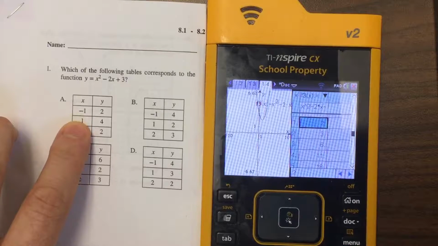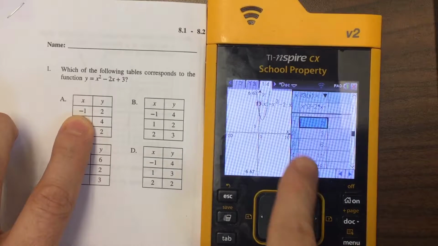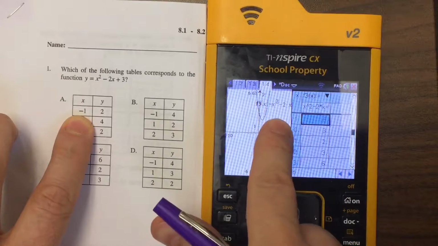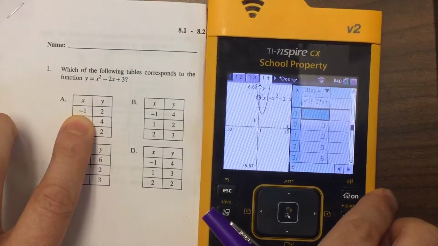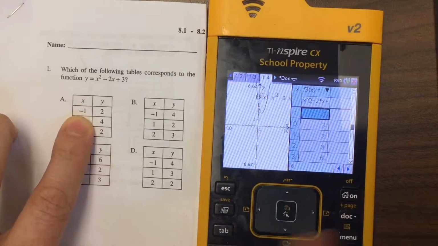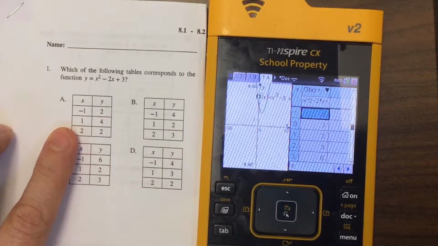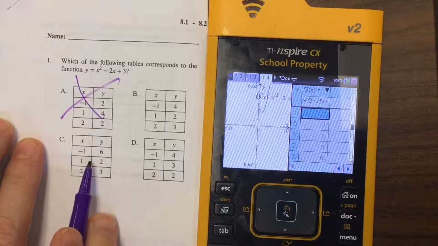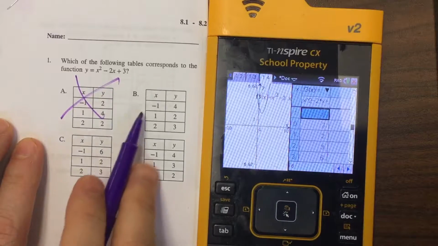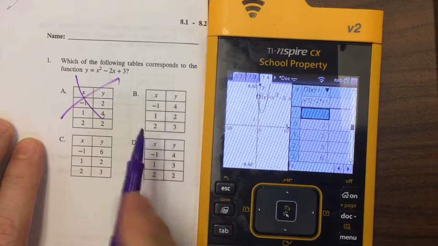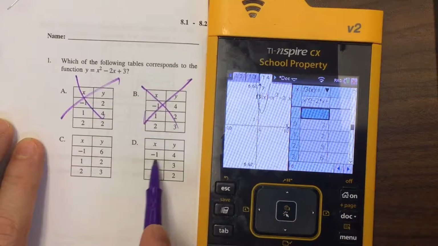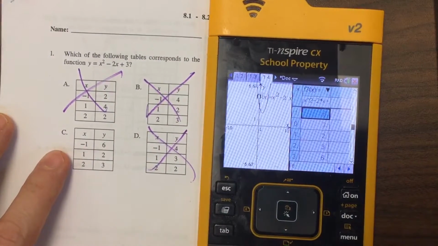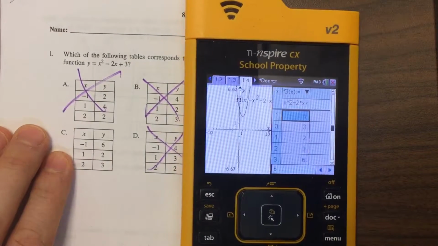I'm just going to start with choice A. We have -1 as an x value. So I want to arrow up to -1. My calculator says -1/6. This says -1/2. Therefore it's wrong. Okay, now choice C does say -1/6. Choice B says -1/4. That's wrong. And choice D says -1/4. That's wrong.